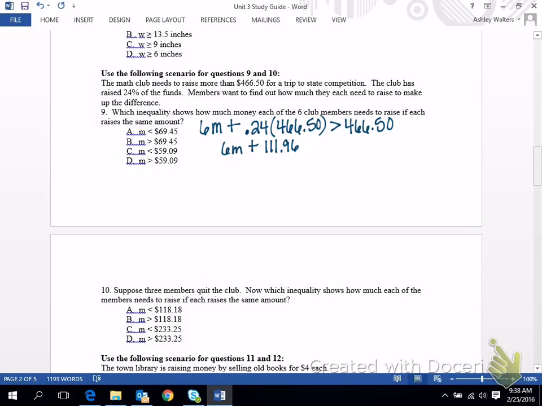And we're going to combine that with what each of the 6 people needs to get in order to get more than $466.50. So subtract $111.96 from both sides. That leaves you with 6 people needing to raise more than $354.54.